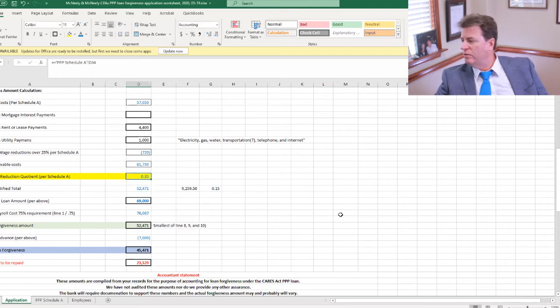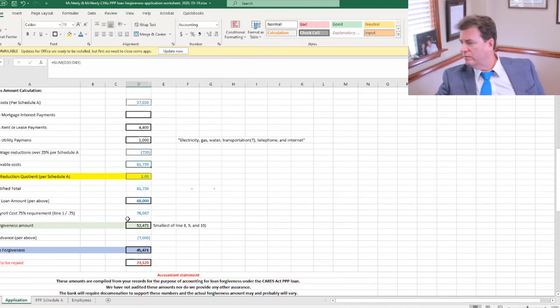Now, I want to show you what happens if we don't do any reduction in FTE. So right now, again, we've got 52,000. We have to take out our EIDL advance grant, so we're really only getting 45,000 forgiven. We're going to have to repay 23,000 under this scenario. But if this goes to 1, it changes pretty substantially.